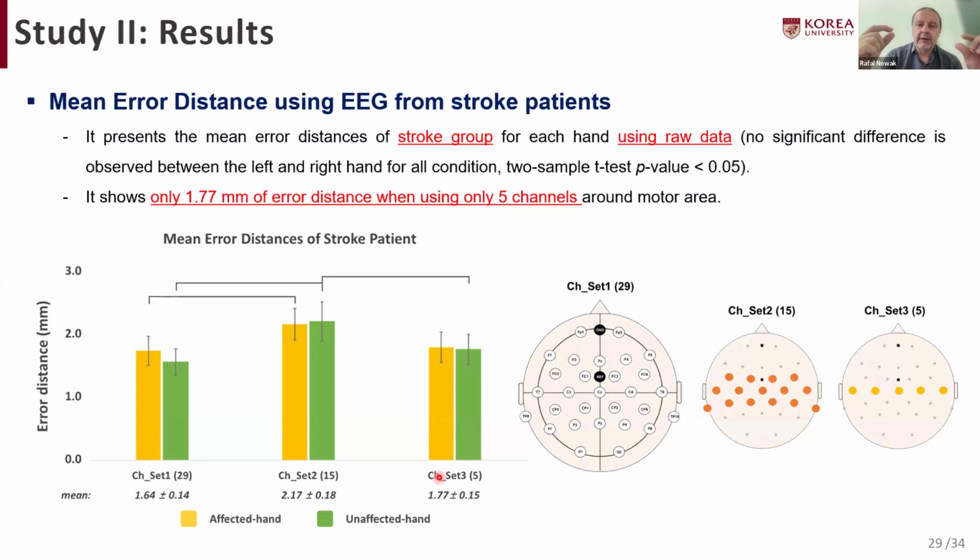So these 5 channels will be enough to get the localization on both left and right motor cortex? Yes, it's true, because we just attach them around the center area, the 5 channels, and we estimated for the right hand and left hand, their average error distance is around 1.7 millimeters. So just 5 channels is enough for estimating both hemispheres' hotspots.